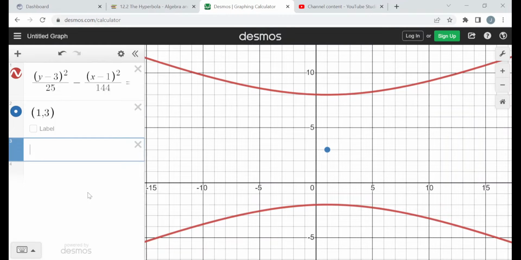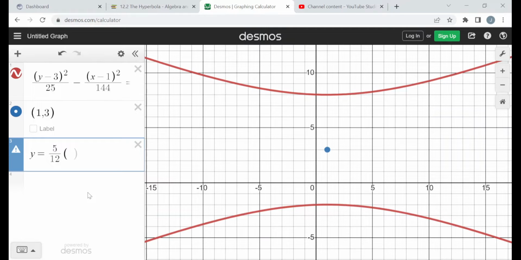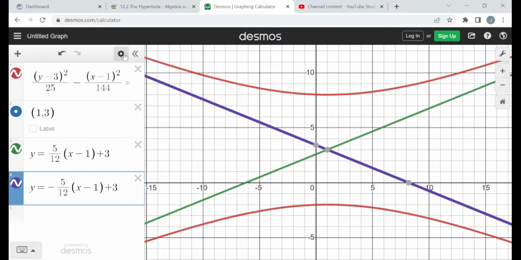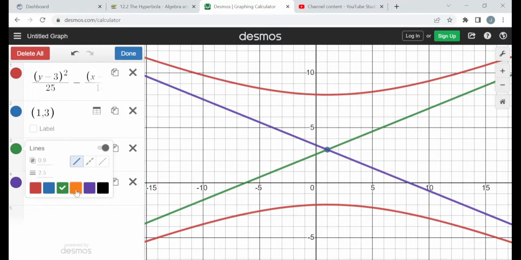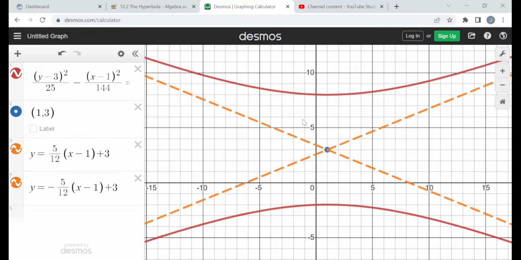And then the asymptotes. One was y equals positive 5/12. It was a over b this time, right? Times x minus 1, x minus the x value of the center, and then afterwards plus the y value of the center, right? And that takes you to see this line running through the center here. And then I'm just going to again copy and paste this and just change positive 5/12 to negative 5/12. Right, the other line had a slope of negative 5/12. And I'll make those the same color and dashed. All right, great. And yeah, it looks pretty good.